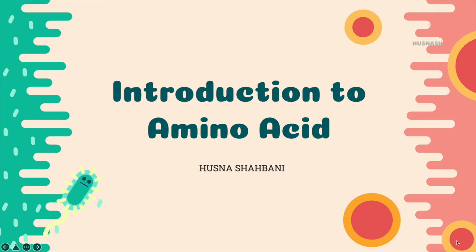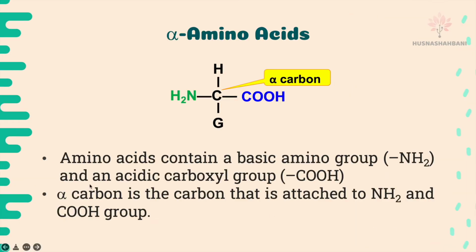Introduction to amino acids. Amino acids contain a basic amino group, NH2, and an acidic carboxyl group. The alpha carbon in an amino acid is the carbon that is attached to the NH2, and the same carbon is attached to the COOH.